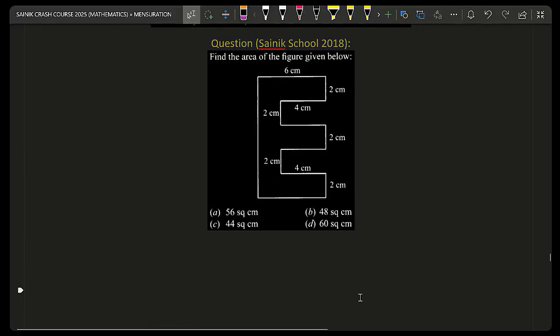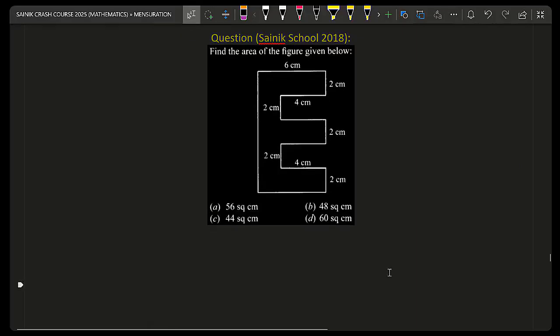In 2018 paper, we got this question. Find the area of the figure given below. So who is going to answer this question? Raise the hand if you want to answer. Yes, Harshvardhan, how are you going to solve this?